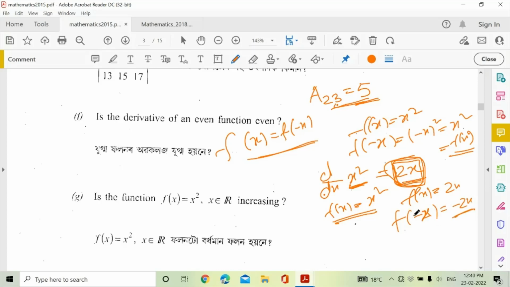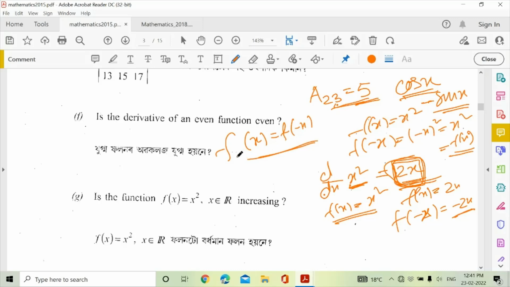Is it the same? No. Because f of x and f of minus x are not the same, this function is not an even function. So the derivative of an even function does not always turn out even. Cos x is an even function. Do you know? Cos x is an even function. But what is the derivative of cos x? Minus sin x. So the derivative of an even function can never be even, always even, is not true.